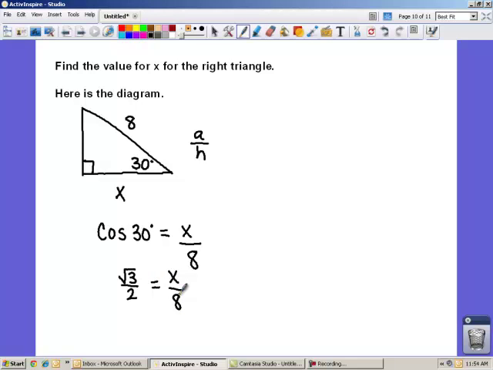Now this becomes a cross multiplication problem. So we have 2 times x equals 8 times the square root of 3. Now if I want to solve for x, I just divide by 2, and I have to reduce. So 8 divided by 2 is 4, square root of 3 left over. And there's my answer.